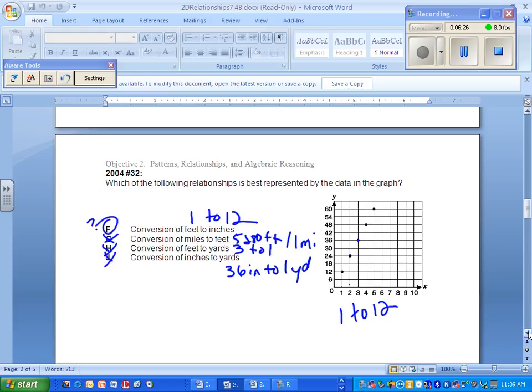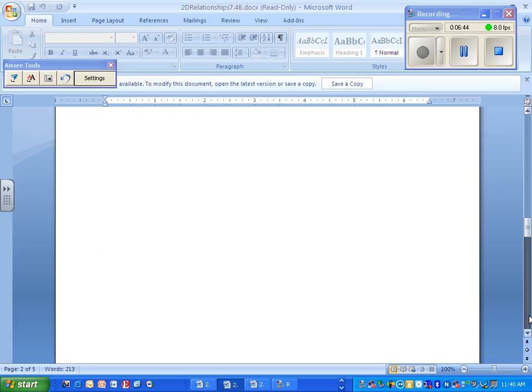I am positive of my answer. It's 1 to 12, which is what I'm showing here. So this should be the feet on the bottom and my inches on the side. It's a 1 to 12 relationship. That's what we're looking at, a relationship of the different units. All right, let's move on.